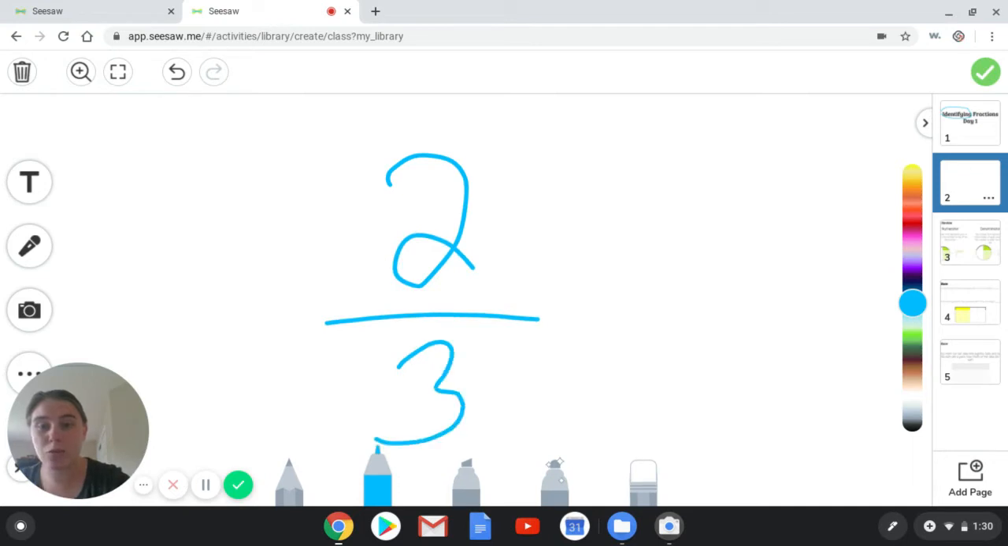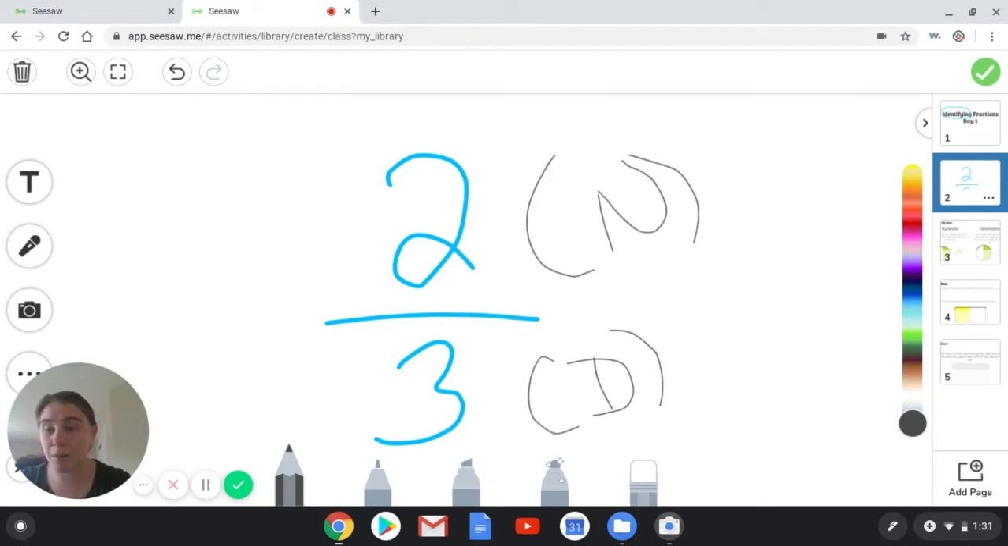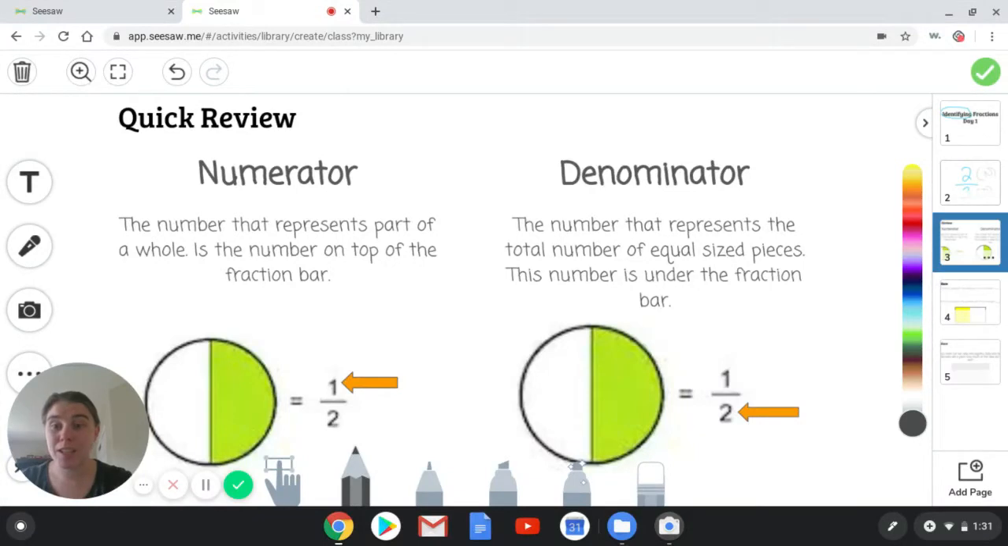Let's take 2/3. Fractions are always made up of two parts, a numerator and a denominator. We're gonna talk more about what that numerator and denominator mean. The numerator, or the number on the top, is the number that represents part of the whole. So if I'm looking at this model here, I can see there's two equal sized pieces, but only one of those pieces is shaded in. That means only one part of this fraction is shaded. That's the one part I wanna deal with. So that's going to go in my numerator, giving me that one.